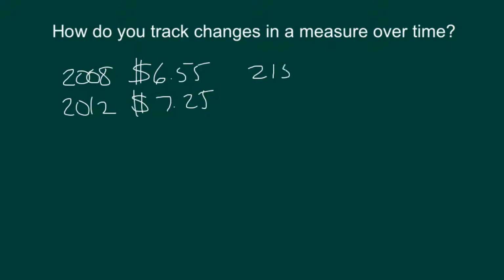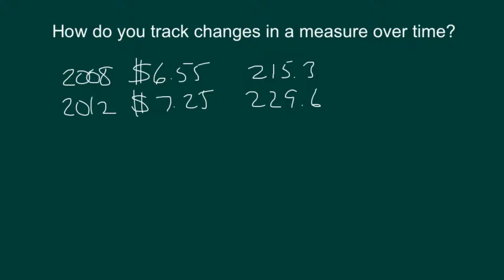But that's a 10% increase in nominal value. So we need the CPIs for each one of these years, which I'm writing here, so we can actually make an apples-to-apples comparison. Because even though we're only talking about 4 years in this example, the $6.55 is in 2008 dollars, the $7.25 is in 2012 dollars. So we need to find a way to make this, again, an apples-to-apples comparison.